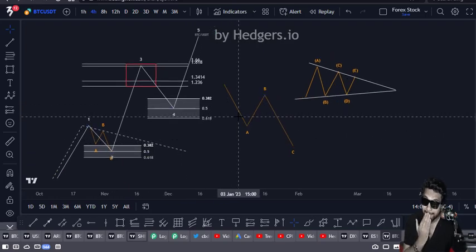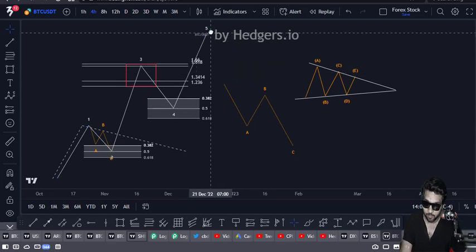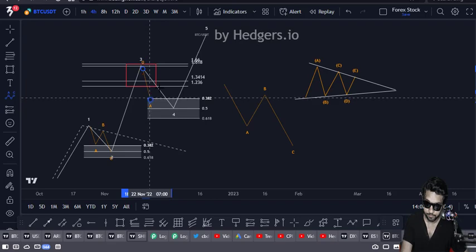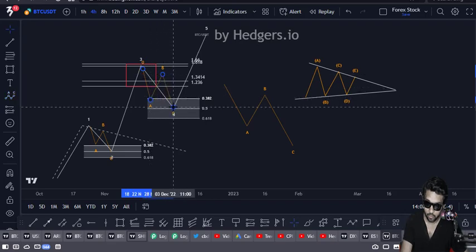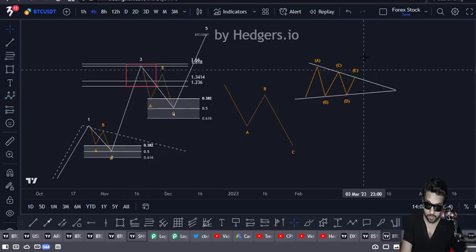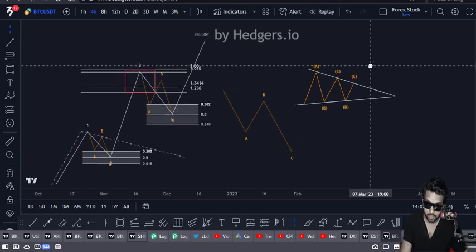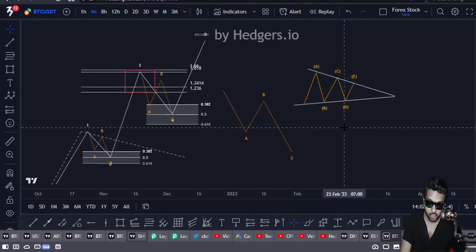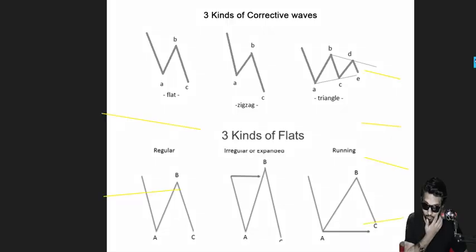Okay, now here comes the interesting part. In terms of ABC for wave 4, it could be the triangle you see here. It could be the triangle, or, you see, there are 3 kinds of corrective waves.